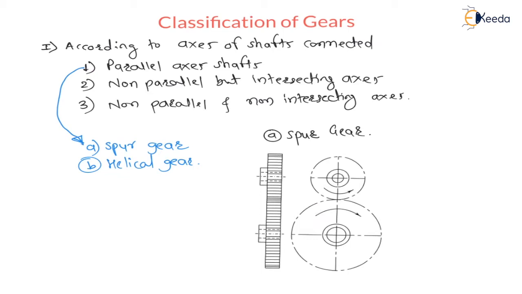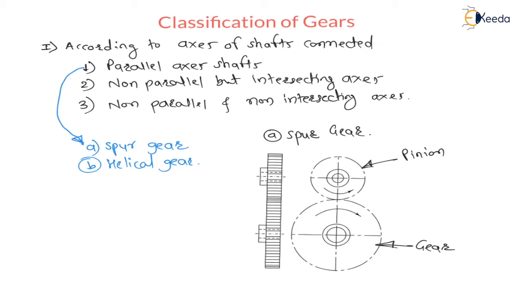Pure rolling motion means, let us say the bigger one is called the gear, which is in contact with another, smaller gear called the pinion. Now there is a contact between pinion and gear. This is a side view and this is a front view. In the front view, if the gear is rotating in clockwise direction, then for external contact the pinion will rotate in anti-clockwise direction, right?